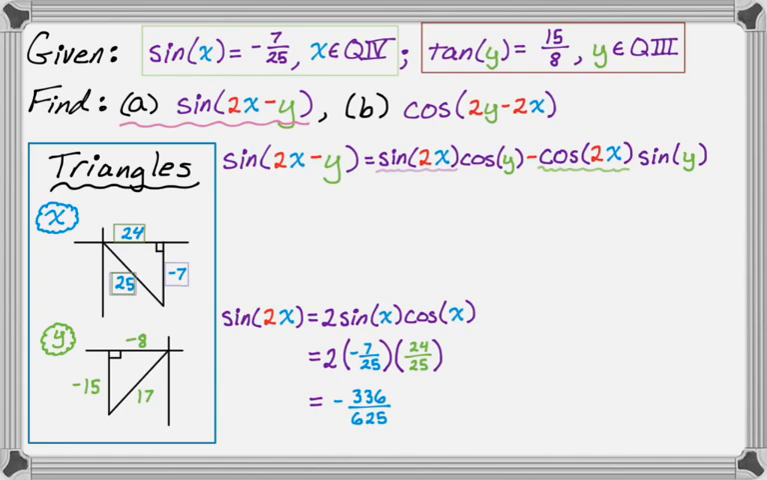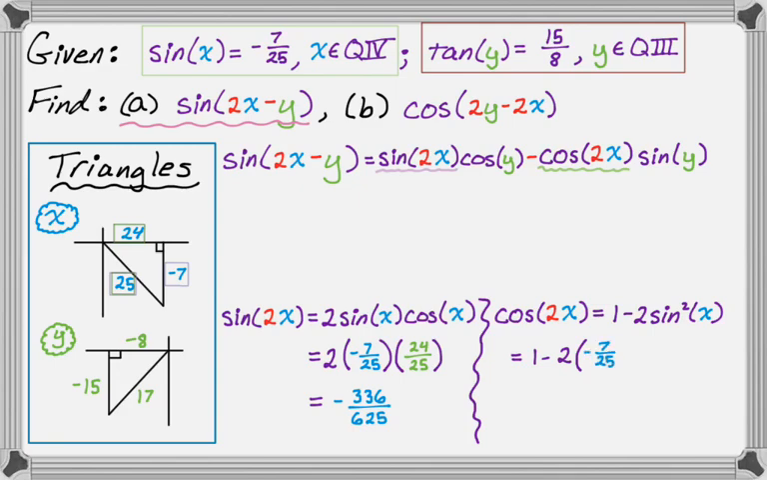Okay, let's find the cosine of 2x. So cosine of 2x, I have to decide which formula to use. It doesn't really matter. I'm going to use 1 minus 2 sine squared in this case, mostly because sine of x is just smaller. Also, it was the given information. You should always try to use that if you can. So that's going to be 1 minus 2 times the sine of x, which is negative 7 over 25, squared. I use a calculator on this. So we get 527 over 625.